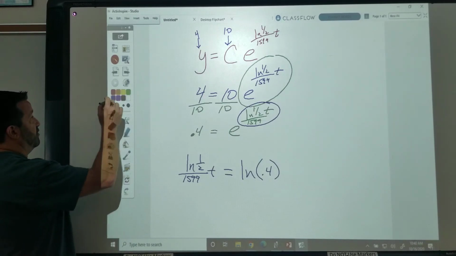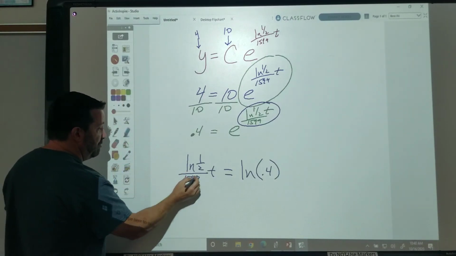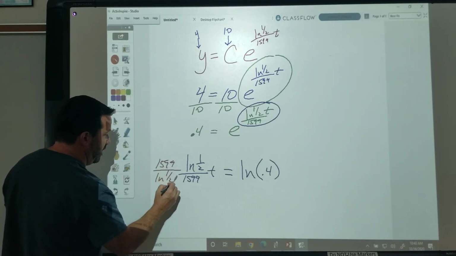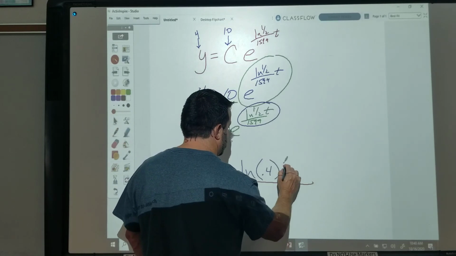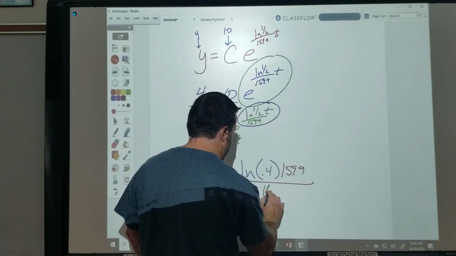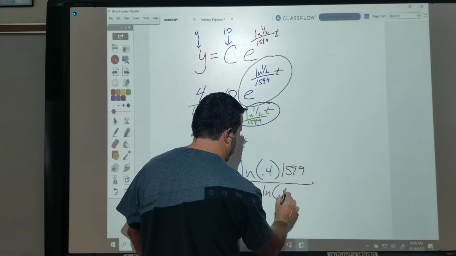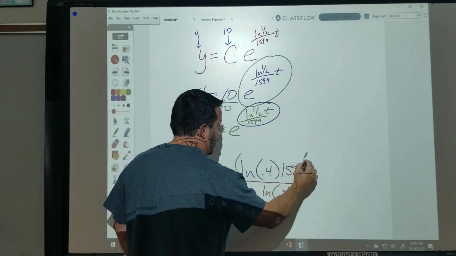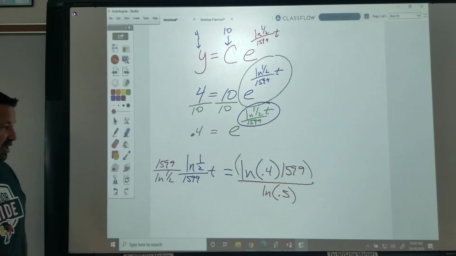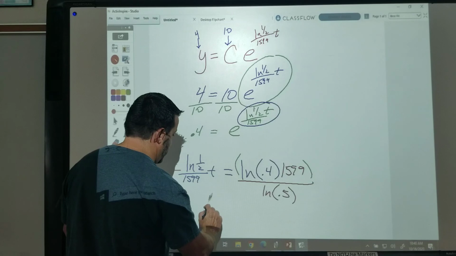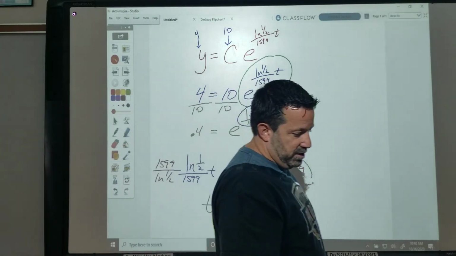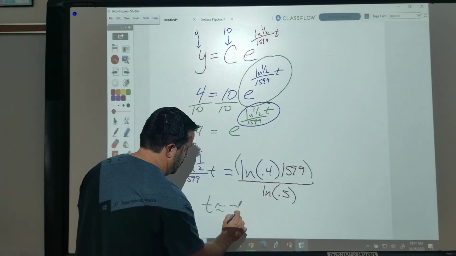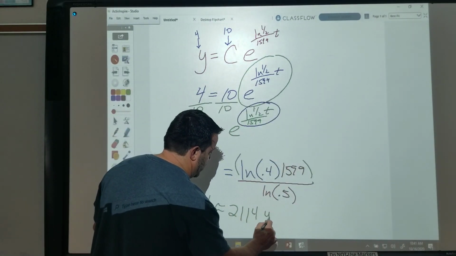So I want to get t by itself. Now that I have that out of the exponent, I can multiply by the reciprocal of this. That'd be 1599 over the natural log of 1/2, or 0.5 if you prefer. Just make sure that when you put this in your calculator, this entire numerator is in its own set of parentheses, and then divide by the natural log of 0.5. And you'll get t is, in this case, approximately 2,114 years. I just rounded to the nearest year.